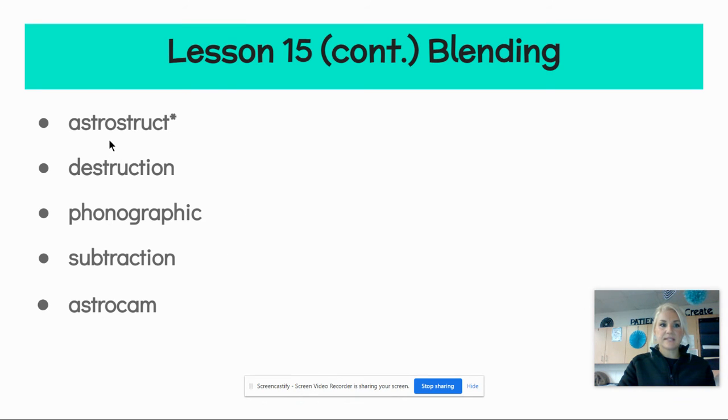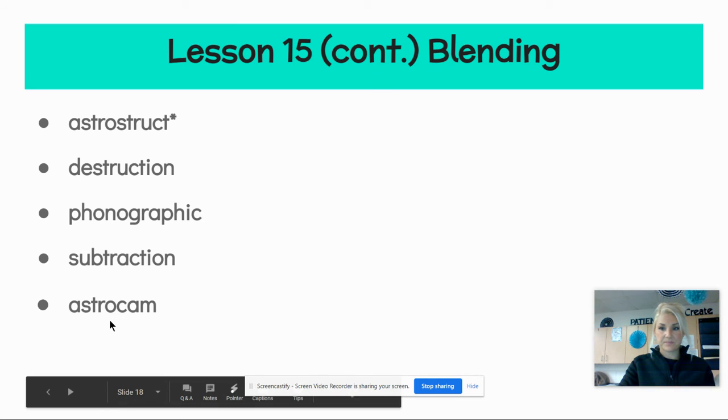So if we go back up to the top, we have astrostruct. We have a little star here because it means it's not a real word, but the rest of them are. So if you don't know some of these words, look them up and add them to your new vocabulary bank. Our next word is destruction, phonographic, subtraction, and astrocam.